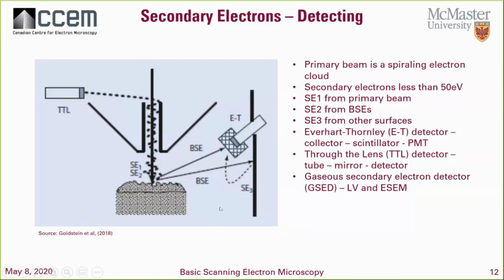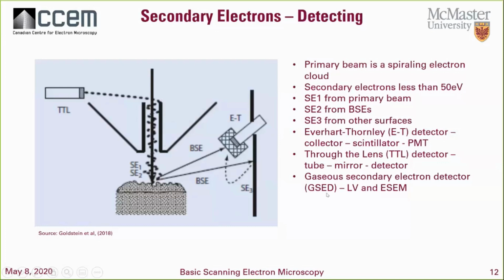So we have two primary detectors used for detecting secondary electrons. So we have the Eberhard-Thornley. It has a Faraday cage or a collector on the outside and a scintillator here. And in the back here we have a light tube, and back here we have a photomultiplier tube for actually detecting the electron signal. So as the beam scans across the sample, from each pixel or point of scanning, you will get a point of data which makes up your image.